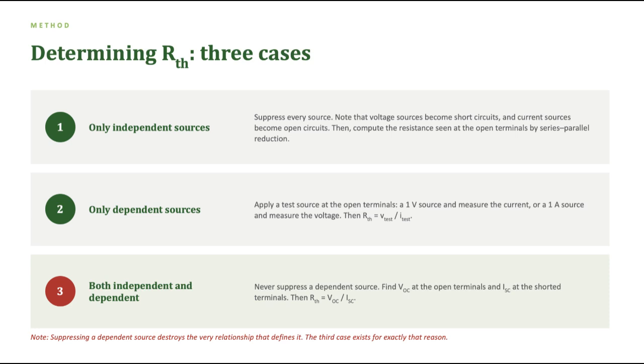R_TH equals V_OC over I_SC works in every case. Learn that ratio. It works with independent sources, with dependent sources, with both. If you are ever unsure, use it.